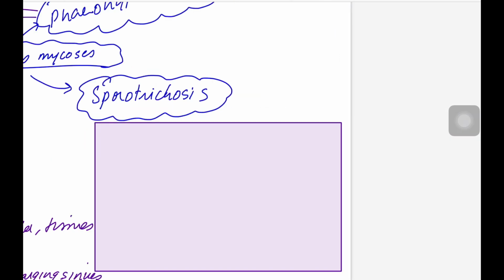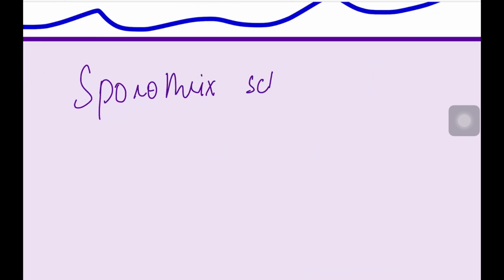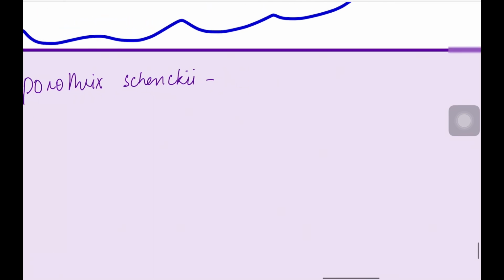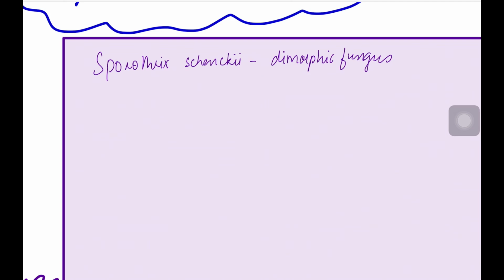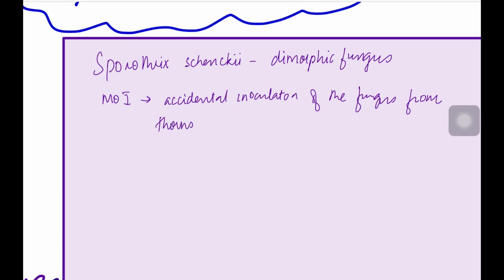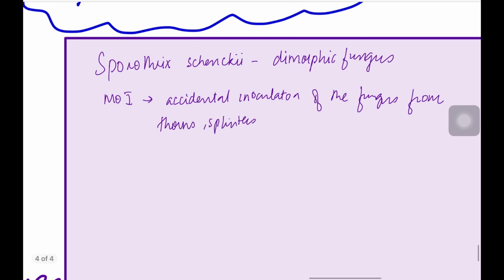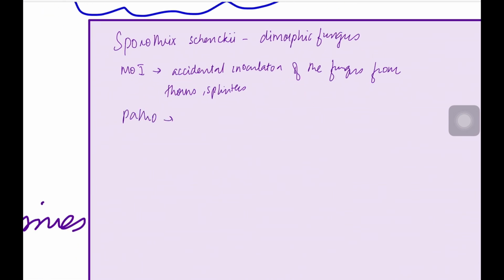So next we will speak about sporotrichosis. Sporotrichosis is caused by a dimorphic fungus called Sporothrix schenckii. It's a thermally dimorphic fungus, and it is found in non-flowering plants, decaying vegetation, and soil. The mode of infection is by accidental inoculation of the fungus from thorns, especially rose thorns, or splinters, or by those handling reeds or grasses. It mainly affects those involved in outdoor activities such as landscaping and gardening.